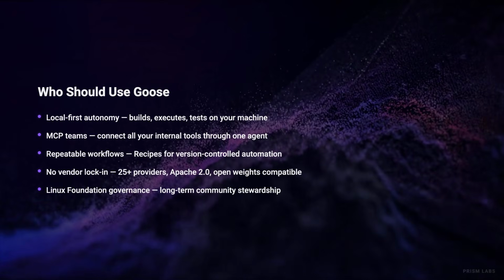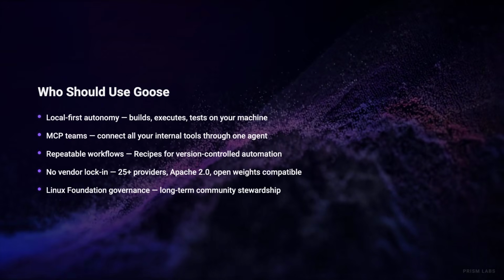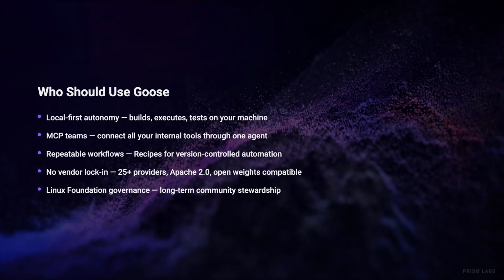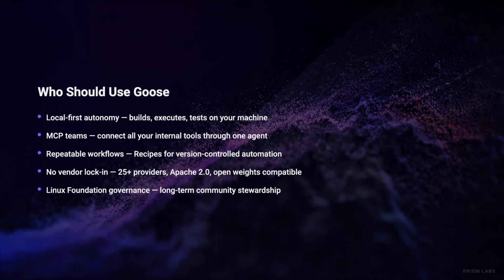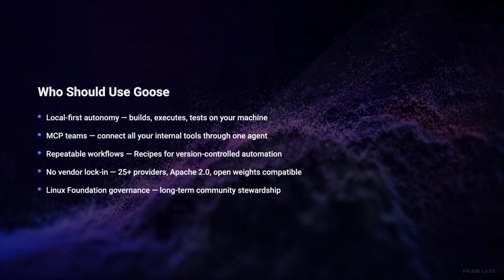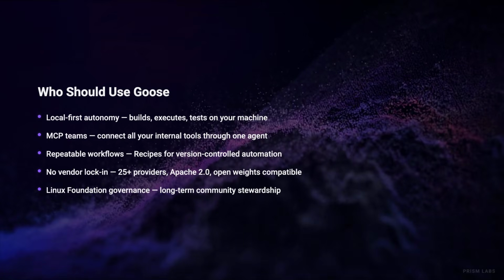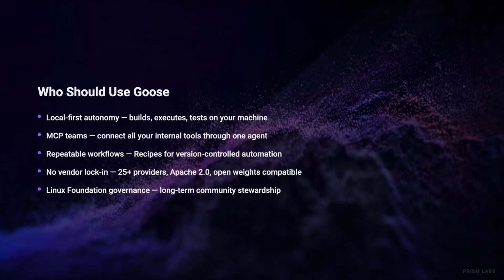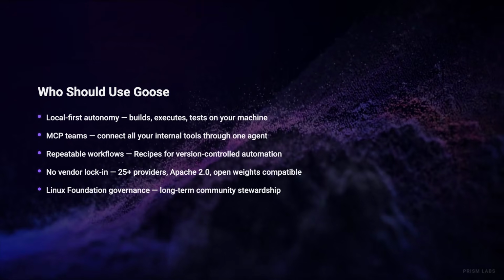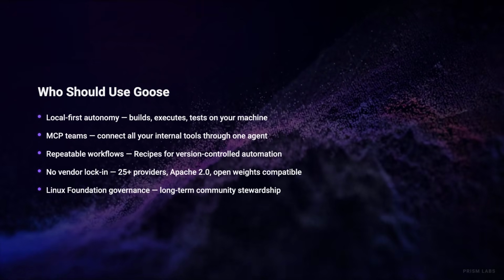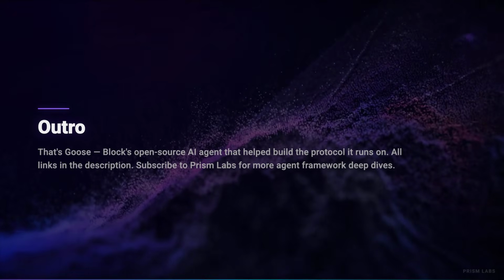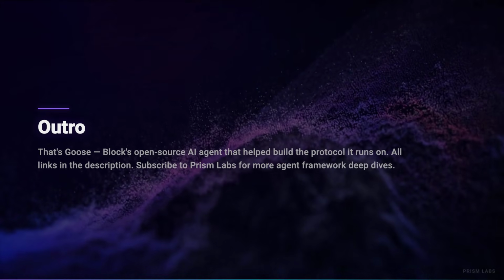If you're evaluating AI agents and want to avoid vendor lock-in, Goose's 25 provider support and Apache 2.0 license give you total flexibility. And if you care about the long-term viability of your tooling, Linux Foundation governance means this project has staying power beyond any single company's priorities. That's Goose, Block's open-source AI agent that helped build the protocol it runs on.